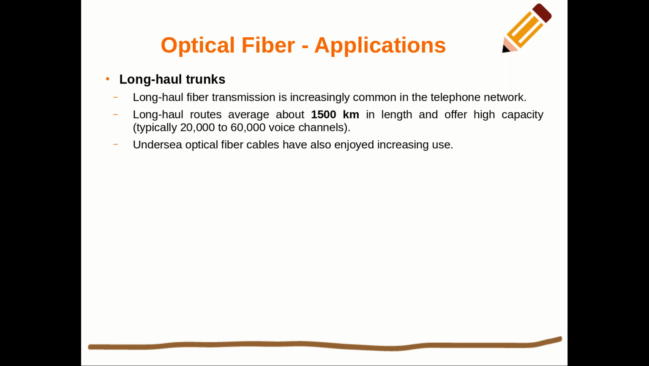It means up to that distance you can send the signal without much attenuation problem and all. Okay, so that is a typical coverage. In between, repeaters will be there, but at very long distance gaps. Typically 20,000 to 60,000 voice channels can be supported by such a link. So it's a very big number. Okay, so it's a very good option for telephone. Definitely the cost will be high.